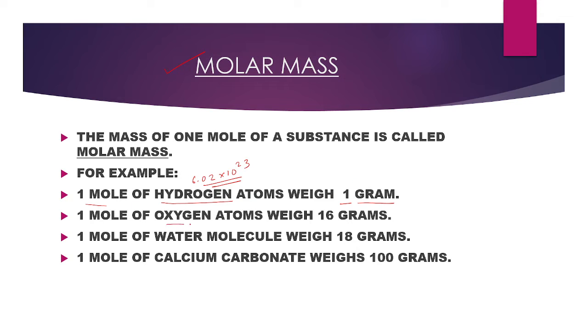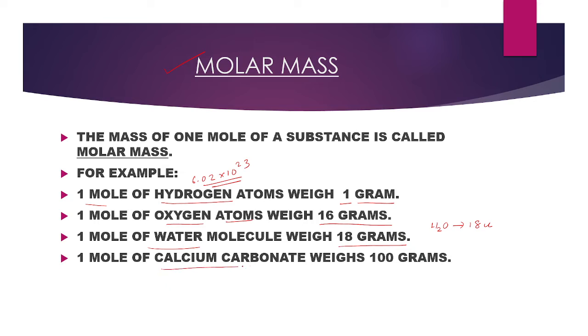Similarly, 1 mole of oxygen. Take the oxygen atomic mass, that is 16 u, and convert it into grams. So we will get 16 grams. Next, 1 mole of water molecules. All of you know the formula of water, that is H2O. In the last video, we have seen how to calculate the molecular masses of molecules using the atomic masses. So H2O has a mass of 18 u for 1 molecule, and here you are taking 1 mole of water molecules, so it will weigh 18 grams.